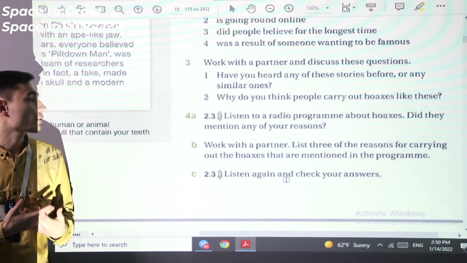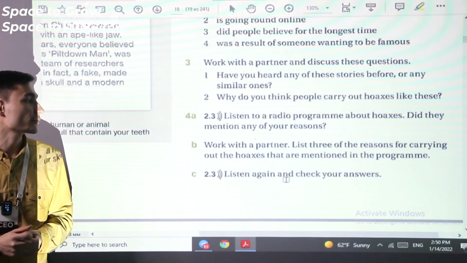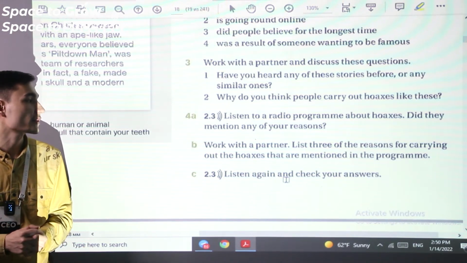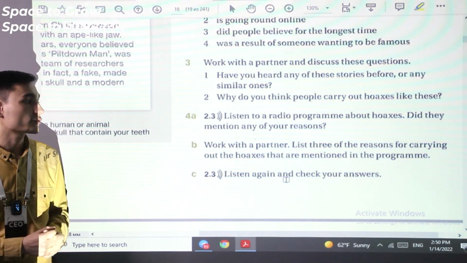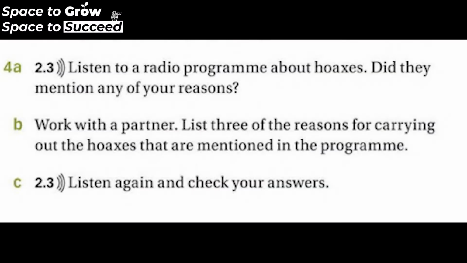Exercise 4B. Work with a partner. List 3 of the reasons for carrying out the hoaxes that are mentioned in the program. Pause the recording and try to do this exercise in a written form.